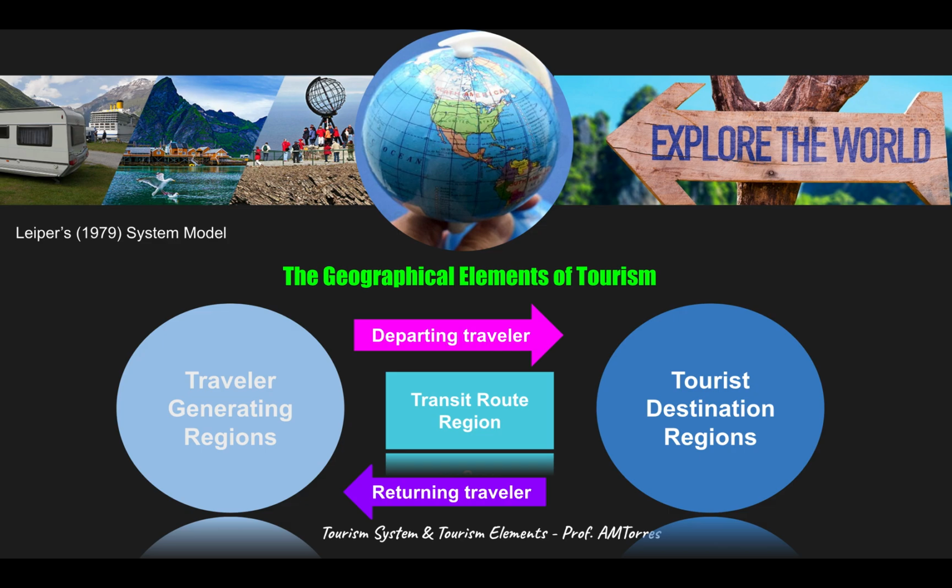Now, what is the importance of that path? What is the importance of that route, or that region, to the performance or to the tourism activity? Because from a business perspective, we can look at some opportunities within the transit route region. What kind of business opportunities are we talking about here?